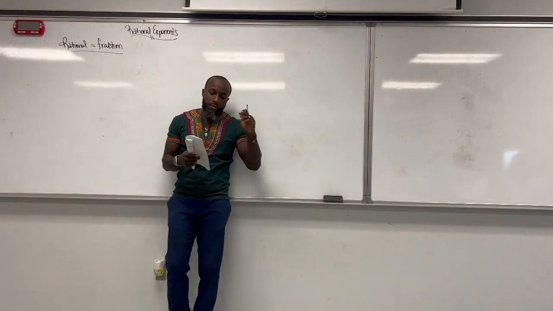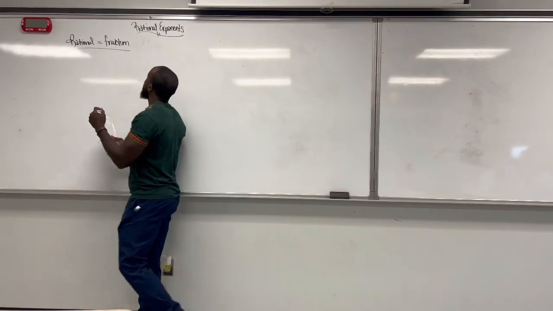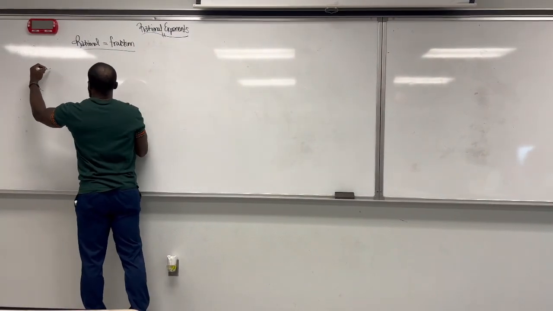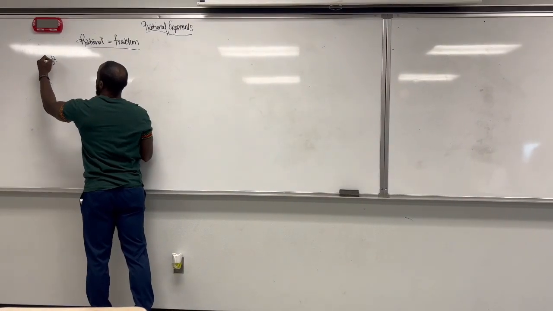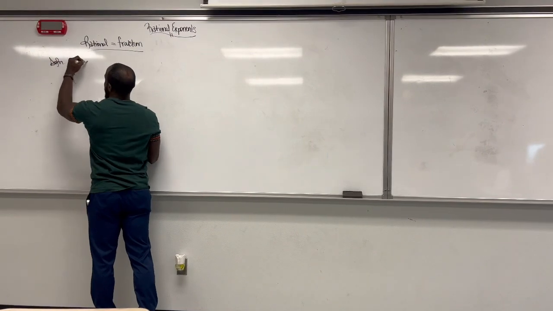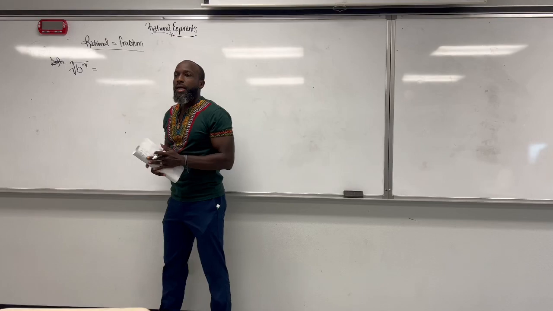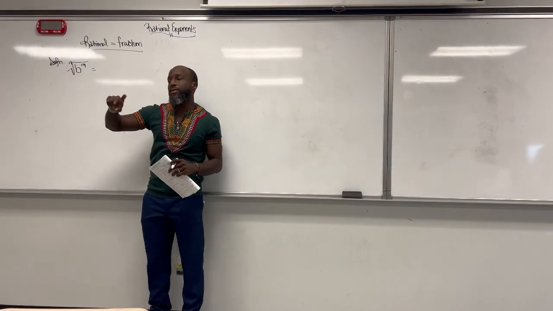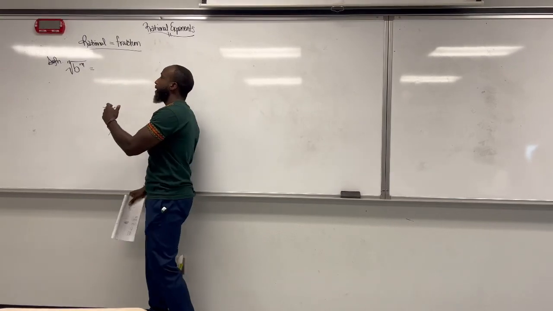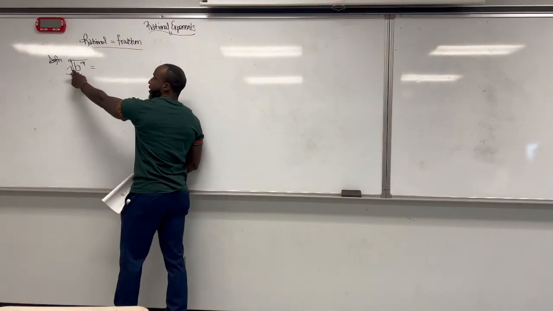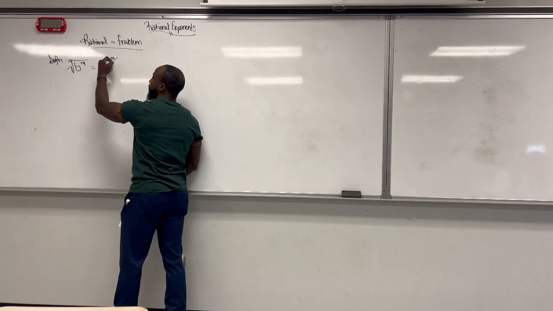When you think of rational, you think of fractions. And so we're going to talk about the definition of rational exponents. That's the focus today. The definition is this: if you have the nth root of b to the m power, n being an index number and m being an exponent, you could rewrite this radical to look like this: b to the exponent over the index number.